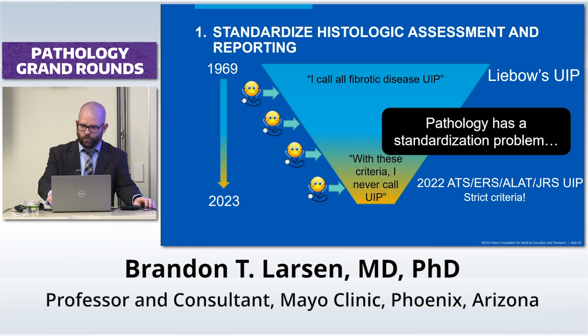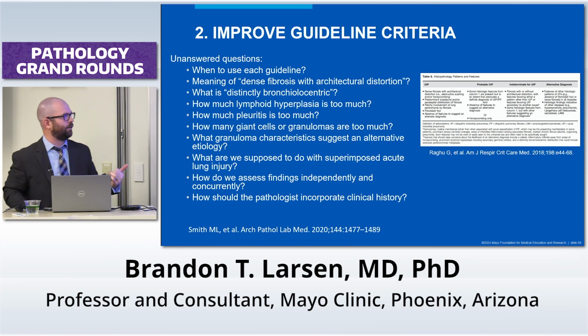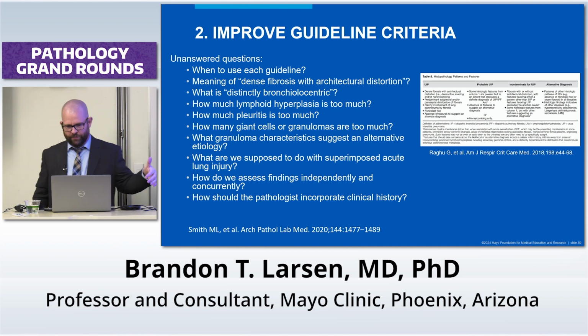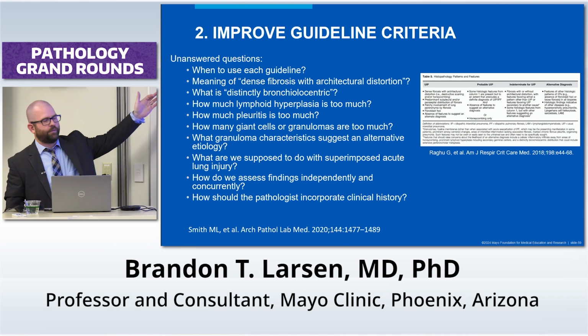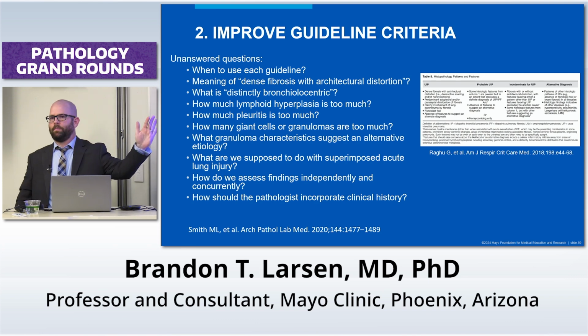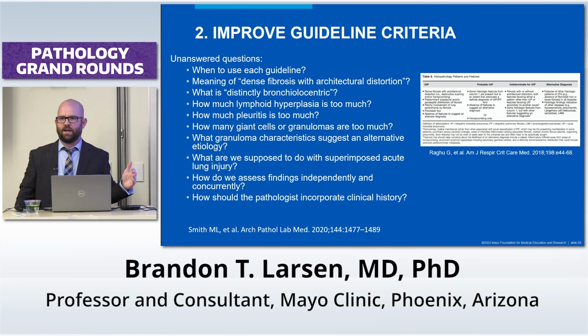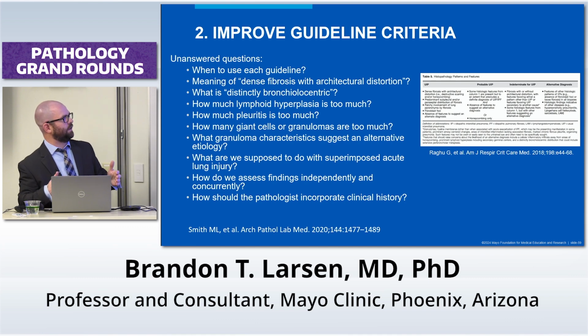So what can we do about that? First of all, we can improve guideline criteria. And I put a bunch of unanswered questions here that you don't have to read on this slide. This is just for your reference for later. But there are a lot of unanswered questions in our current diagnostic guidelines, our histopathologic criteria for fibrotic lung disease. Things like, how much lymphoid hyperplasia is too much lymphoid hyperplasia for UIP pattern? Where do you draw the line? We have no guidelines, no specific guidance on where we draw those lines and how we distinguish these things.